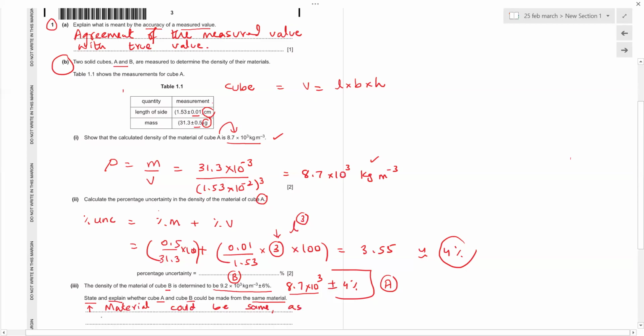as the density of A is almost equal to the density of B. So they are within the range, they overlap. This is how we can write it. So that would be the answer here.